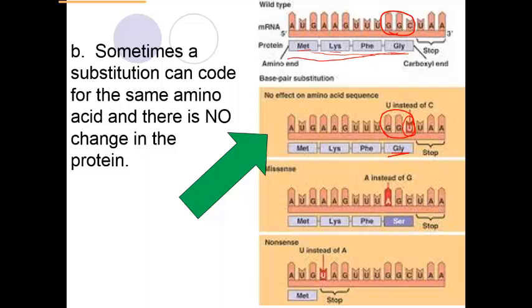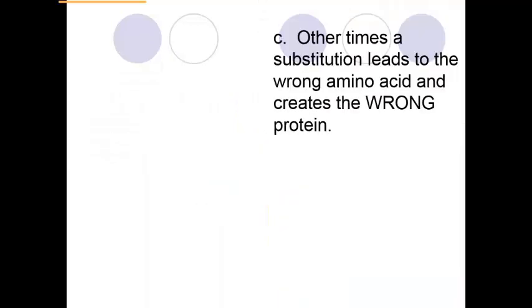And so it's the exact same amino acid, even though it's still called a mutation because we have a mistake from what the original should be. It didn't affect the protein or the amino acid sequence. So that's a possibility that can happen. We also have times where a substitution can give us the wrong amino acid, and when we have the wrong amino acid, then our protein has a mistake in it, so we have the wrong protein.